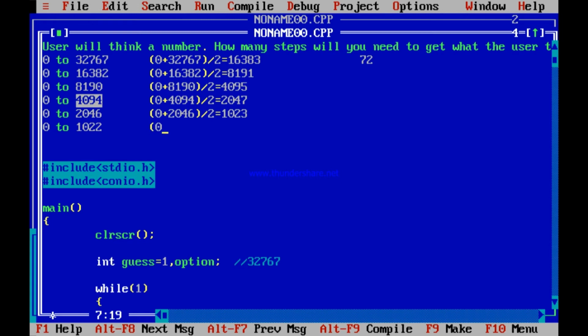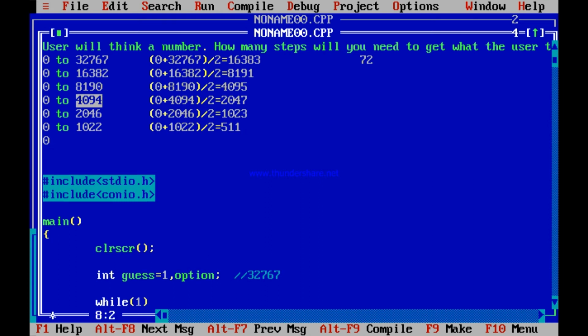So you again guess somewhere in between, middle to that. 0 plus 1022 by 2. What is that? That is 511. You guess 511, lesser than that, more than that. User says lesser than that. So definitely your range is 0 to 510.